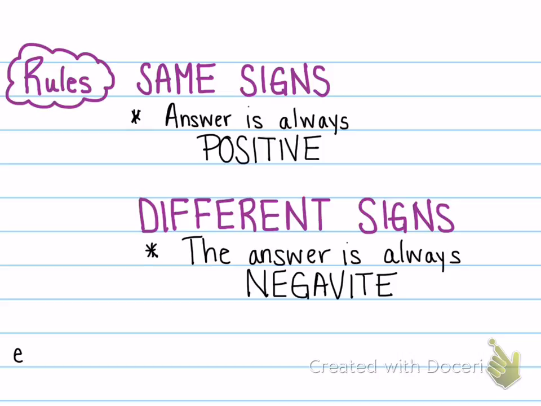So just a couple basic problems. If I give you -8 times 12, I know that 8 times 12 is 96. Multiplication means multiplication, and the signs are different, so my answer is negative. It does not matter that 12, the positive number, is bigger. All that matters is that the signs are different.